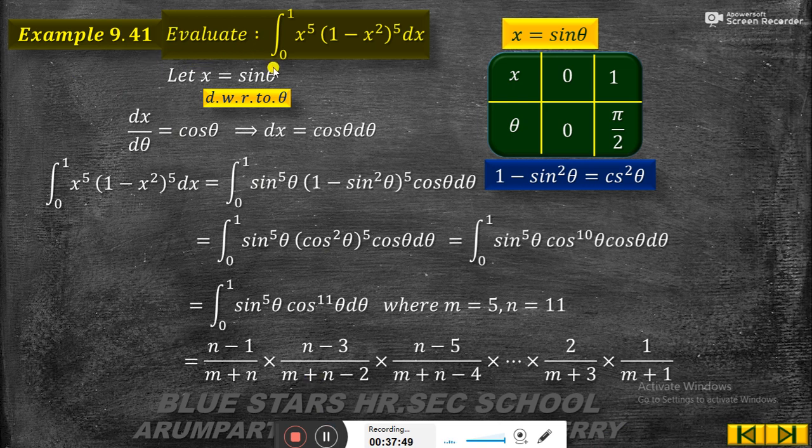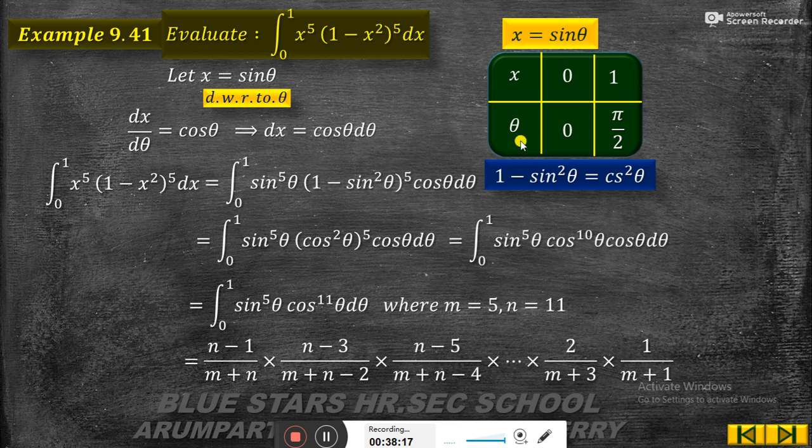So evaluate integral 0 to 1 x power 5 into 1 minus x square whole power 5 dx. So here you write x equal to sine theta. So x equal to sine theta means differentiate with respect to theta. So dx by d theta equal to cos theta, which implies dx equal to cos theta d theta. Therefore integral 0 to 1 x power 5 into 1 minus x square whole power 5 dx equal to integral 0 to 1. Here first you change the limit. The x limit is 0 to 1.